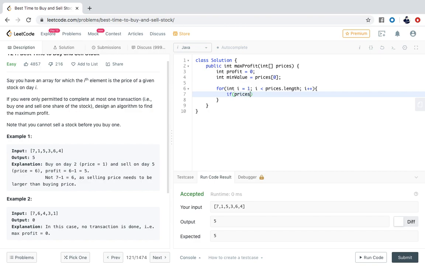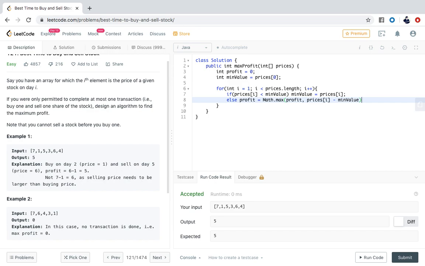if prices[i] happens to be less than our existing minimum value, then in that case we're going to set min value equals prices[i], right? Because that will be our new minimum value. But otherwise we're going to set profit using a max function, Math.max, of the current profit and prices[i] minus min value. So that is our new profit.